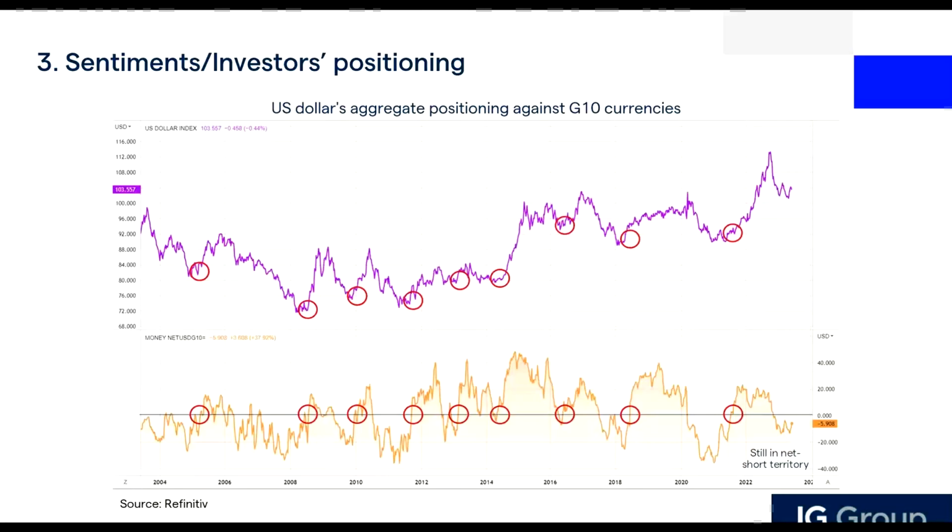When you revert back to a net long position, that is where things could potentially find a near-term bottom for the US dollar index. So this is how you can play around and look for patterns or look for indications to reinforce your decision.